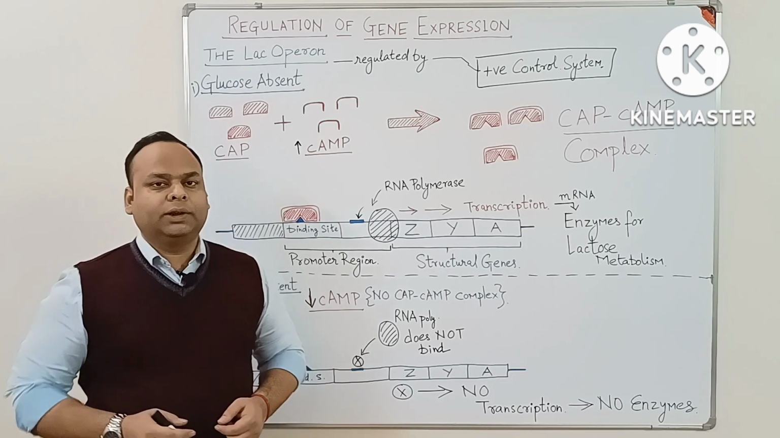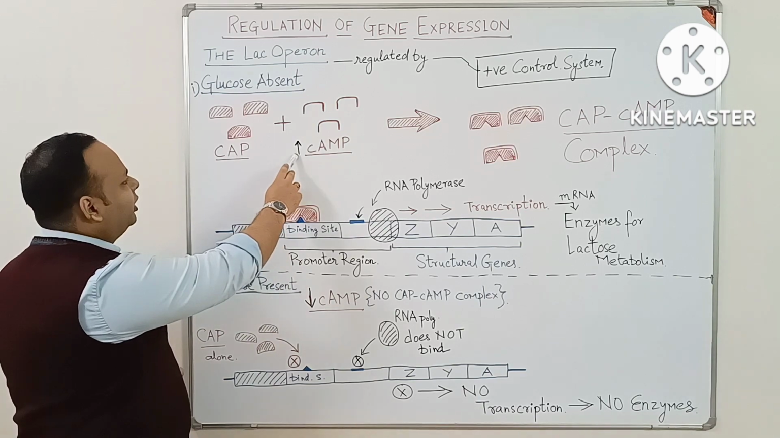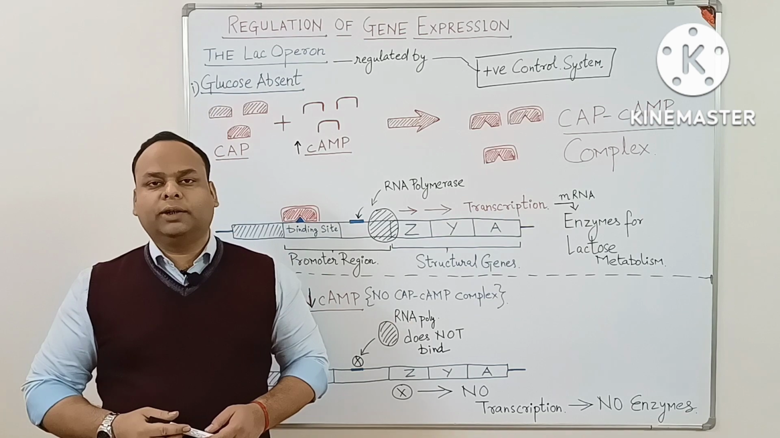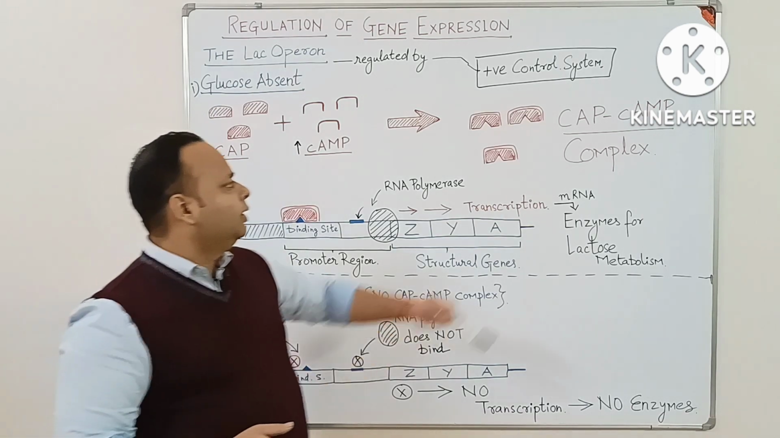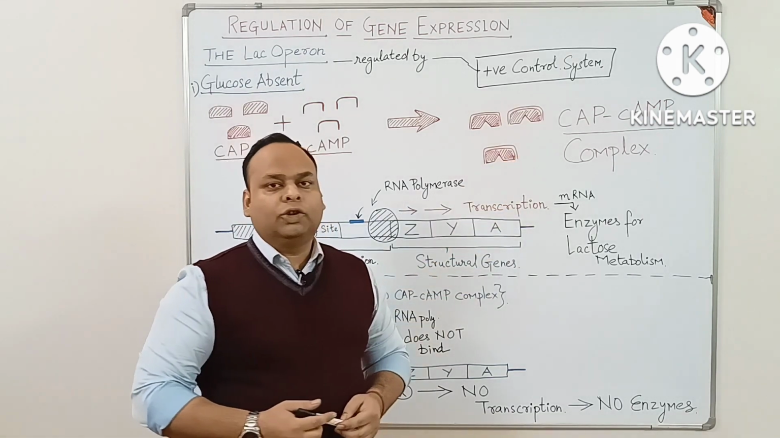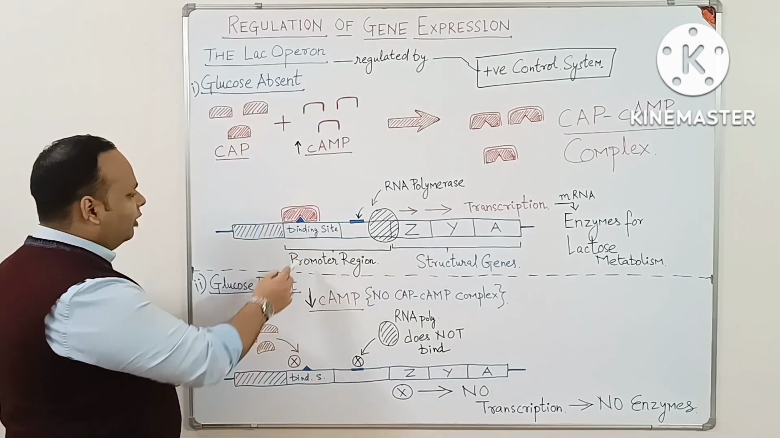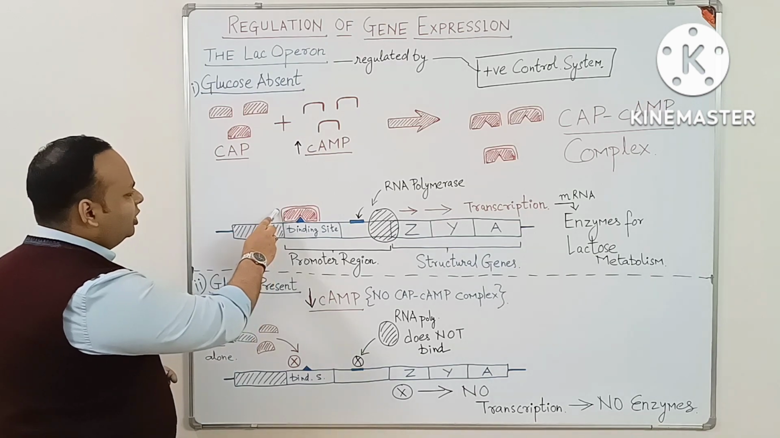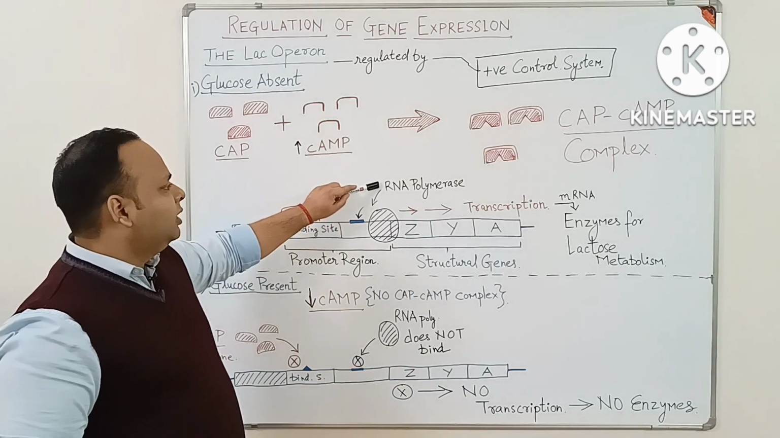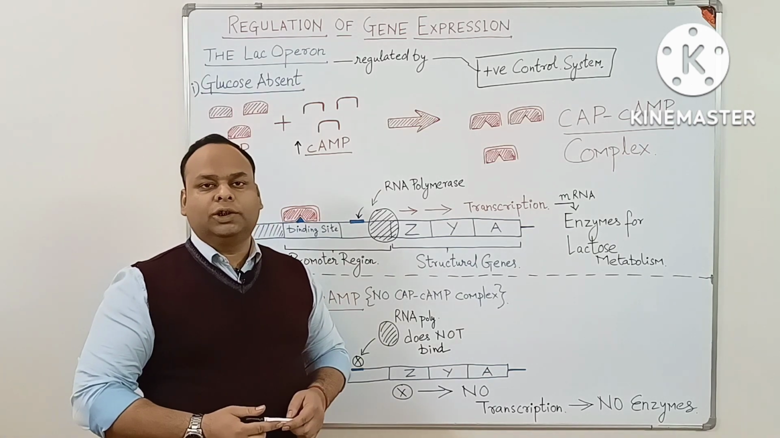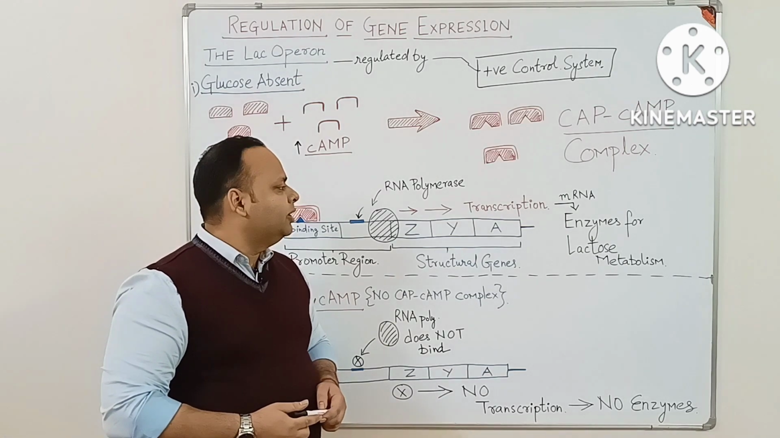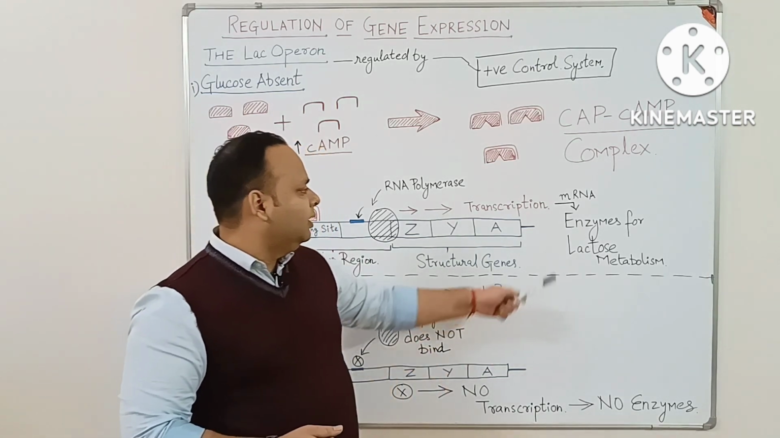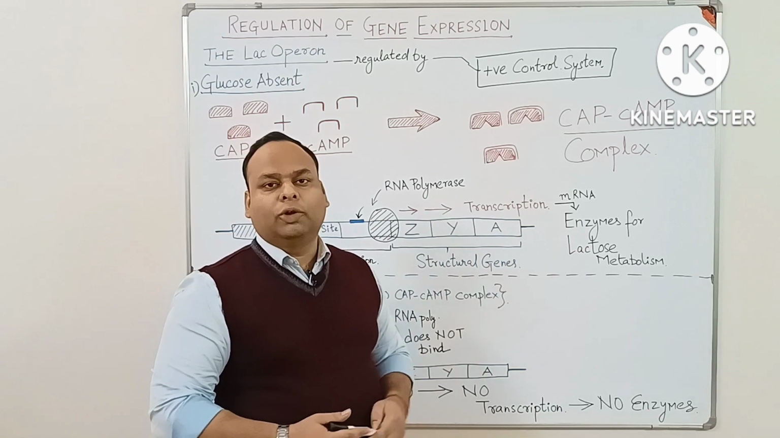When the glucose is absent, the cAMP levels increase drastically. The cAMP associates with CAP or catabolite activating protein, forming a CAP-cAMP complex. This complex associates with the promoter region of the lac operon. Once the CAP-cAMP complex is bound to the promoter region, the RNA polymerase is allowed to associate with the promoter region of the lac operon. Transcription is initiated, and once the mRNA is formed, after translation, we have the enzymes for lactose metabolism.